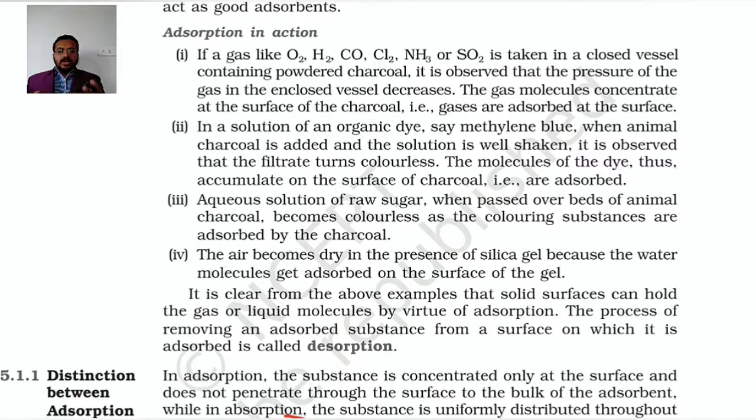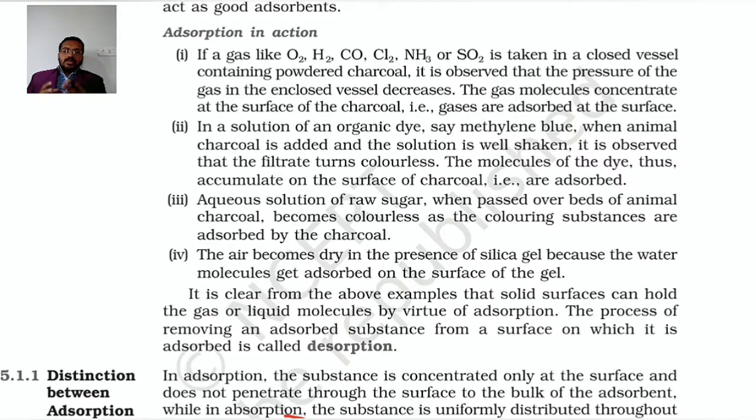So in this experiment, some gases like oxygen, hydrogen, carbon monoxide, etc. are introduced into a closed vessel, and we are introducing powdered charcoal into that particular vessel. After 1 or 2 hours, what is observed is that the pressure inside the vessel decreases. Actually, what is pressure? When the gas molecules are filled in the container, they are in constant rapid motion. They will be colliding with each other and with the walls of the container, and this collision will ultimately result in the pressure of the gas.